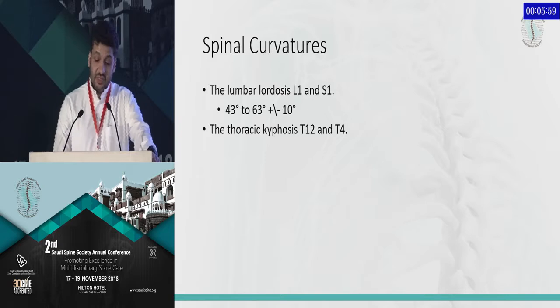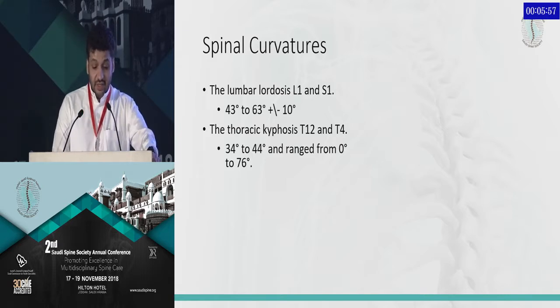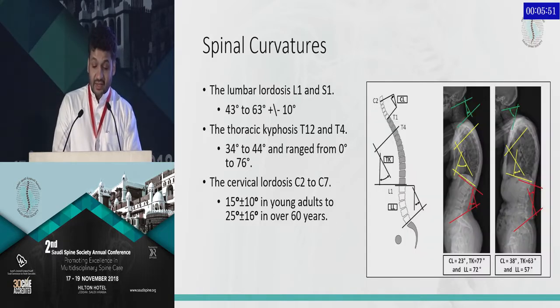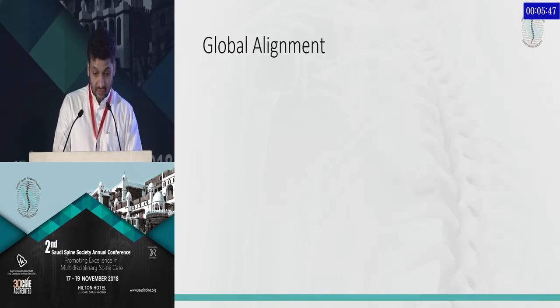The thoracic kyphosis, which is between T12 and T4, and then going back up to the cervical spine, which is between C2 and C7. And again, this varies sometimes according to age and the position of the patient.